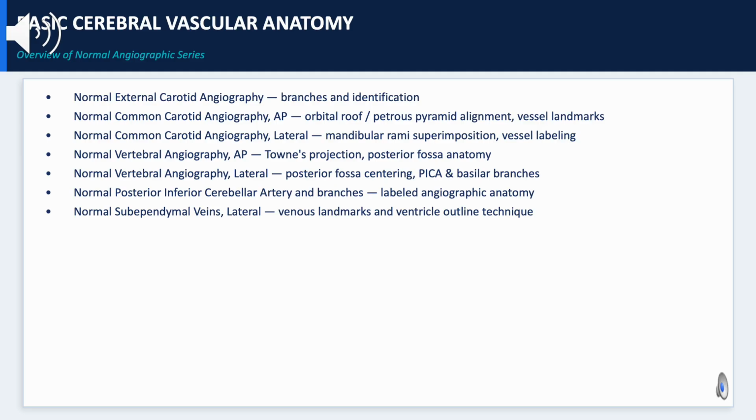The vertebral series in AP and lateral views covers the entire posterior fossa vascular tree. The PICA series provides the detailed segmental anatomy needed to interpret posterior fossa pathology. Finally, the subependymal venous anatomy teaches the reader to use veins as positional landmarks for mass effect and shift. Each series will be presented across multiple slides to allow full image quality at each phase.